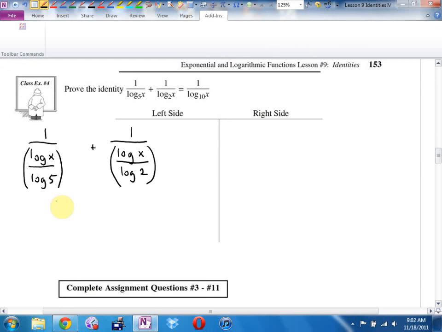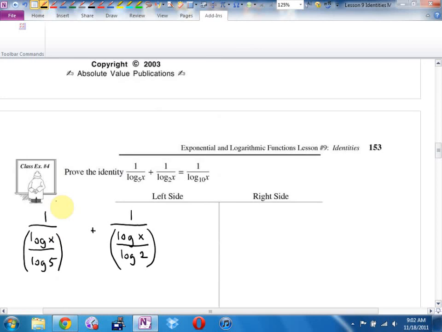Ooh, someone remembers their math 8. If I had to go 3 divided by 5/7, I don't. What do I do instead, Brett? 3 times 7 over 5. If I have to go 1 divided by this, I don't. I'm going to go 1 times this flipped.